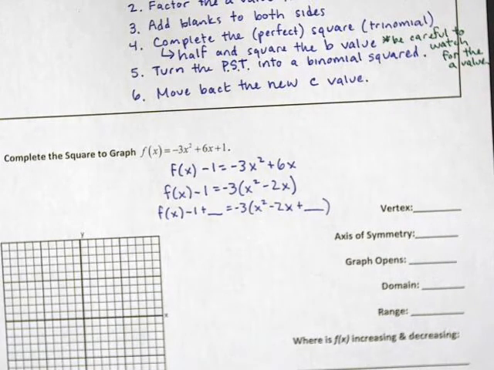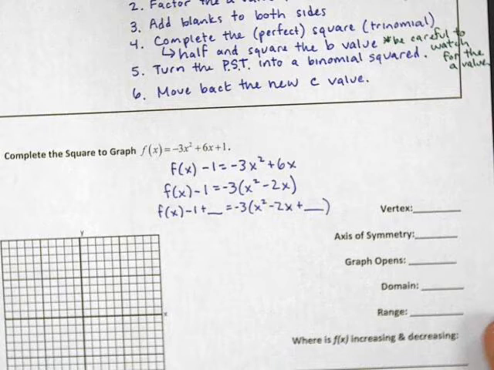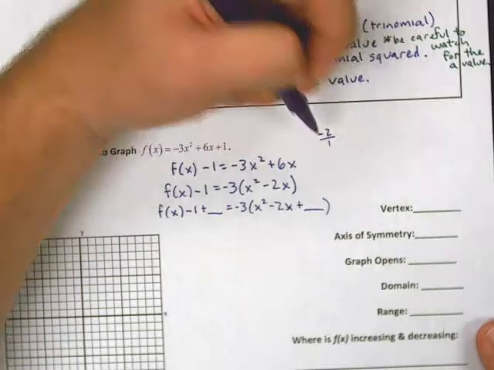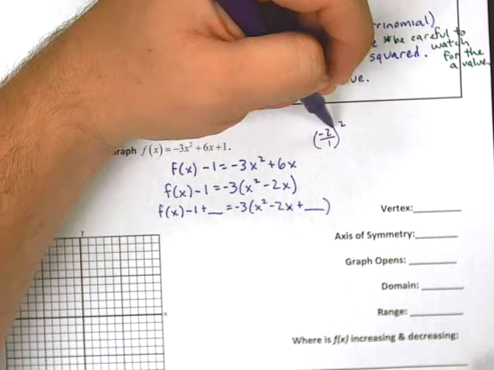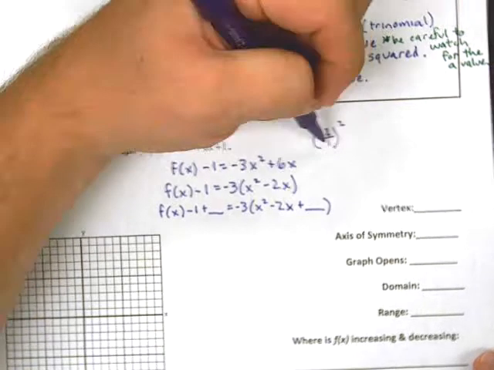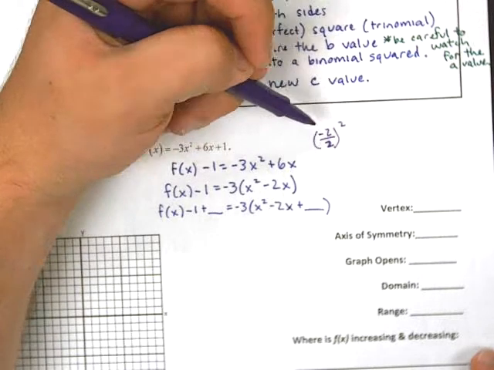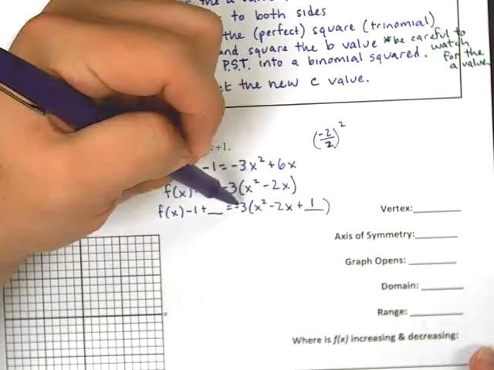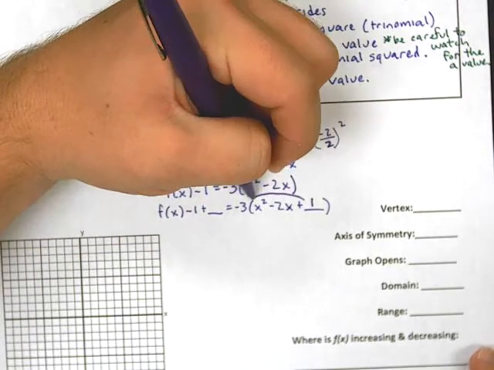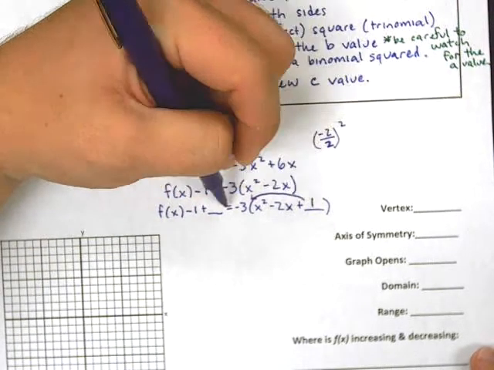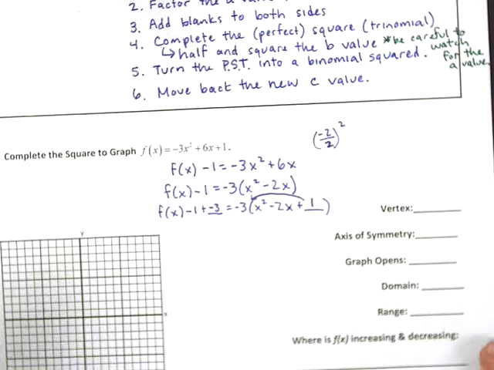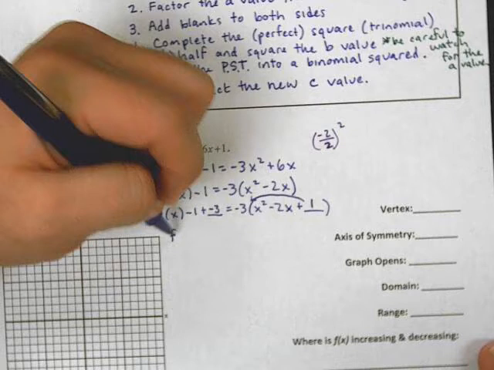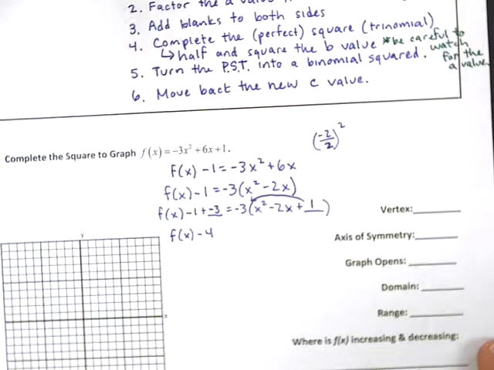Okay, well, how do we do it? We take half of b and square it. So half of b and squared. Well, negative 2, oh sorry, half. Wow. Negative 2 divided by 2 is negative 1. Negative 1 squared is positive 1. Now be very careful here. This is not just adding 1 to both. You're actually subtracting a 3. Okay? So now we can continue on. F of x minus 4.